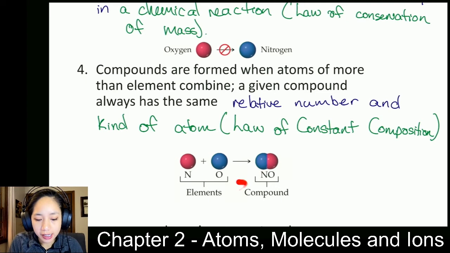Right? And so in this example, we can chemically combine a nitrogen atom and an oxygen atom to form the compound NO. All NO compounds have the same relative number of nitrogens and oxygens within that sample. They will always look like this: one nitrogen, one oxygen in that compound.